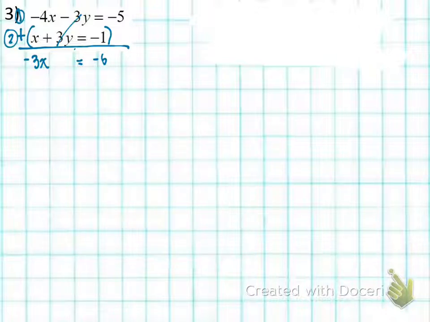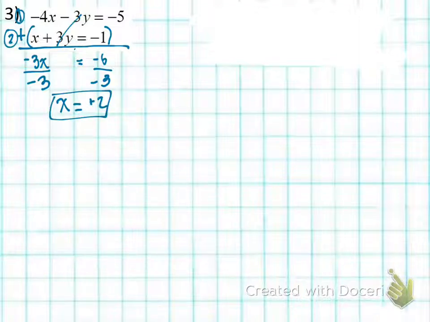Everyone's working on this. How do we solve for x now? We divide by negative 3. So we get x is equal to positive 2. That means in our answer, 2 is the first part of our coordinate or ordered pair.